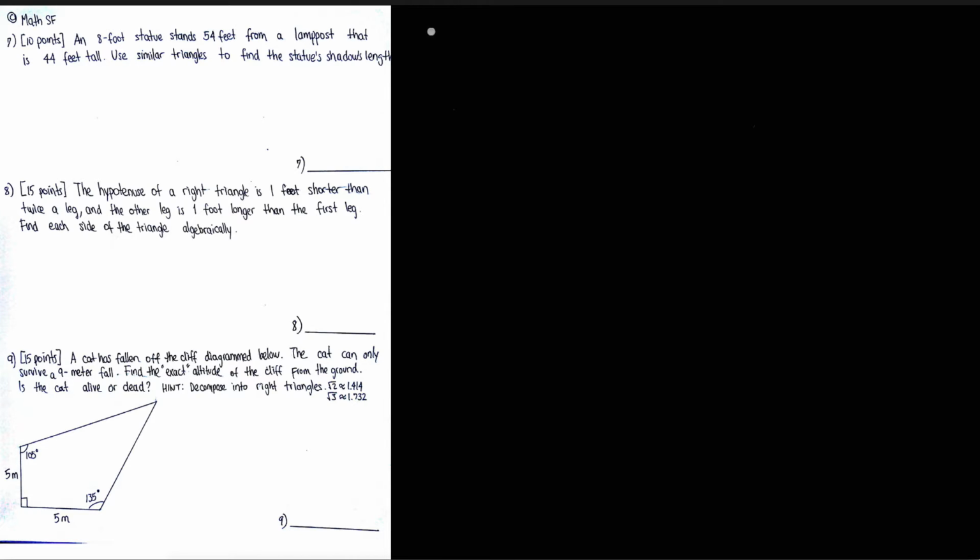Say the hypotenuse of a right triangle is 1 foot shorter than twice a leg, and the other leg is 1 foot longer than the first leg. Wow. So it's our problem, which they are not giving you any dimension because they say find each side of a triangle algebraically. So we have to use algebra for this.